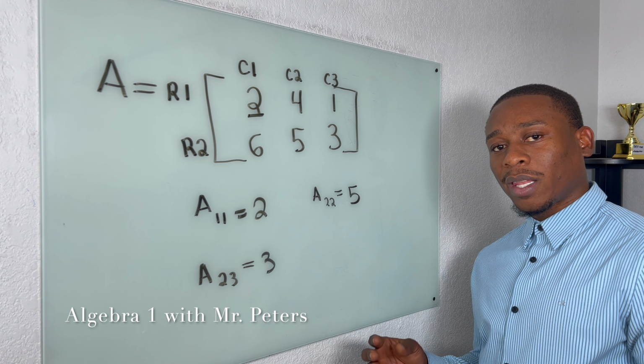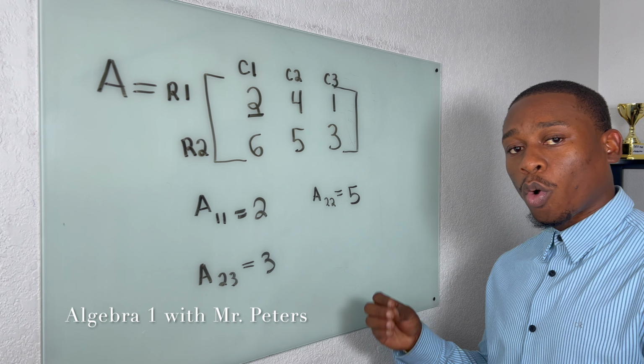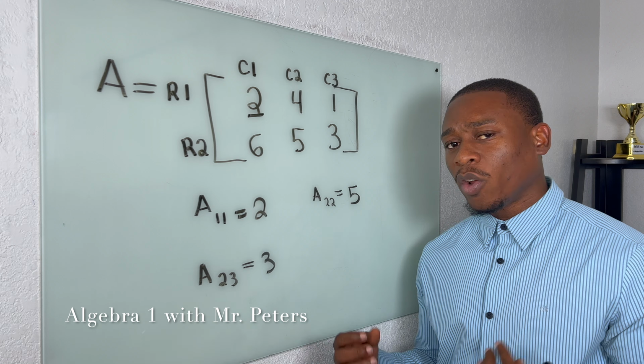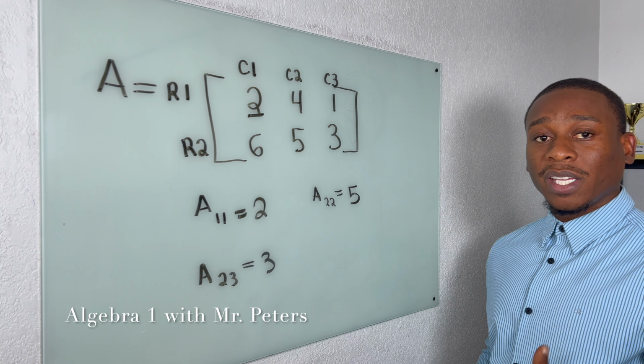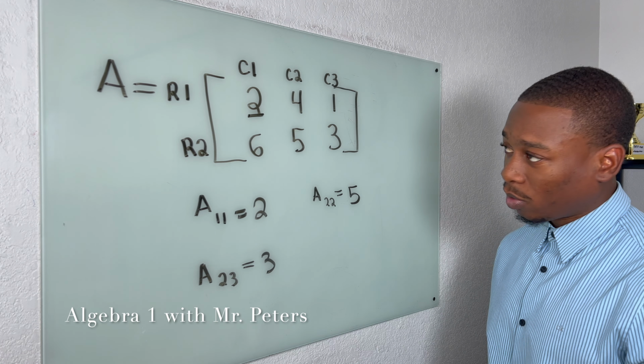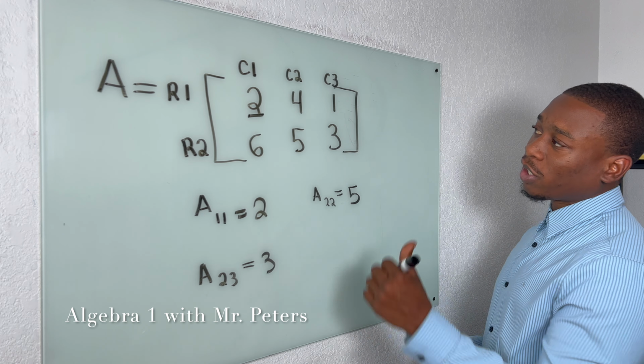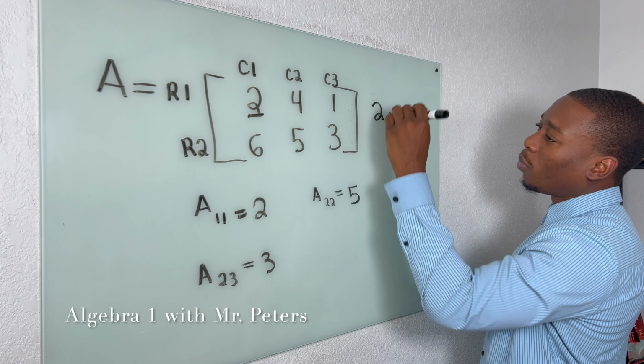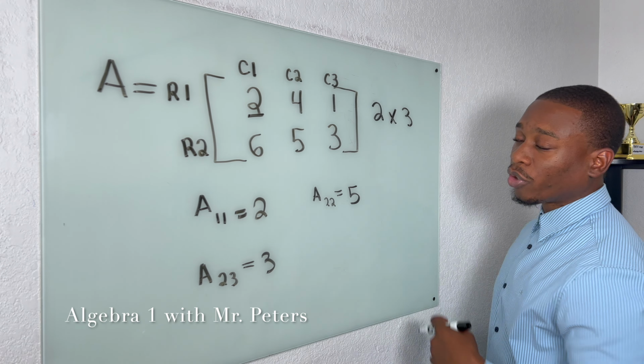Now, another thing they like to do is to ask for either the order or the dimension of the matrix. And the way that we do that, guys, is just list the rows times columns. So the dimension for this would be 2 times 3 because we have 2 rows times 3 columns.